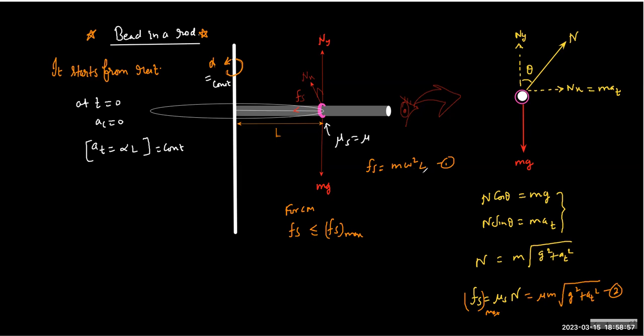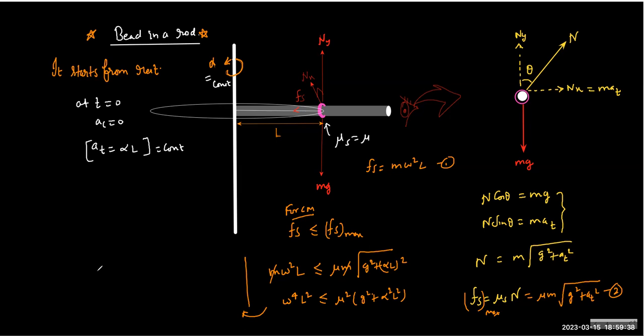Fs is actually equal to m omega square L, right? And for circular motion, what we know is that Fs, the centripetal force, is provided by the friction. This friction force should be less than the limiting value. So m omega square L is less than or equal to this. So this is entirely constant on the right side. And now you can square it. So omega power 4 L square is less than or equal to mu square times g square plus at square. And we know how to replace omega. Alpha t.